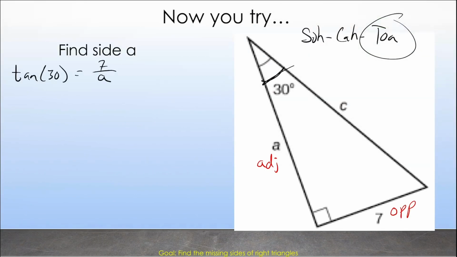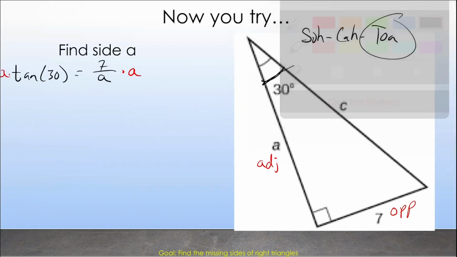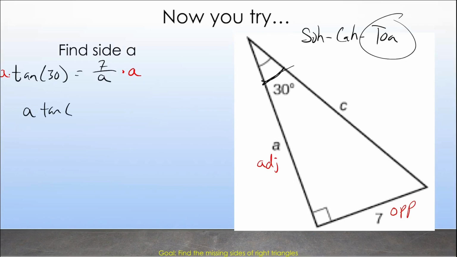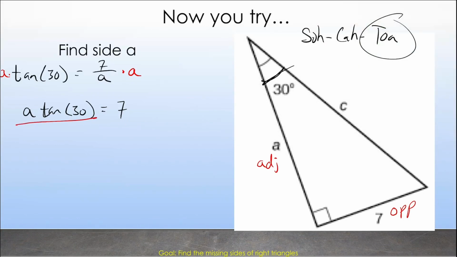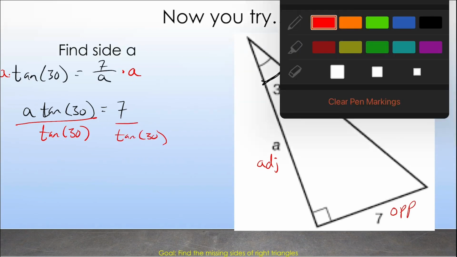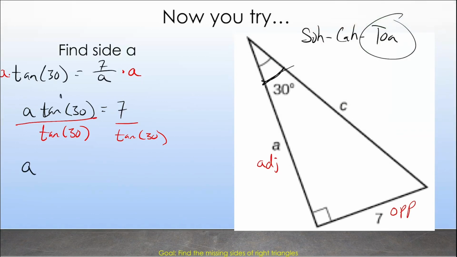Alright, well I can't do anything with that A. It's in the denominator of my fraction there. So I'm going to have to do a couple steps. I'm going to have to first multiply by A. That gets me A tangent of 30 equals 7. Then I can divide by the tangent of 30 on each side. Okay, so that gives me A, those cancel out, equals 7 divided by the tangent of 30.